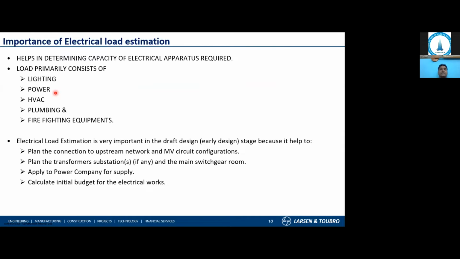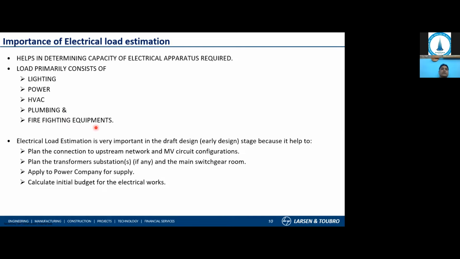As I said, the first and most important step is to do the electrical load estimation to ascertain which voltage level it falls under. When you do the electrical load estimation, I need to coordinate with the other MEP discipline departments. I need to get the load from my HVAC discipline, then from the plumbing design engineers, then from the firefighting engineers, and at the same time, all the load requirements from my extra low voltage systems.